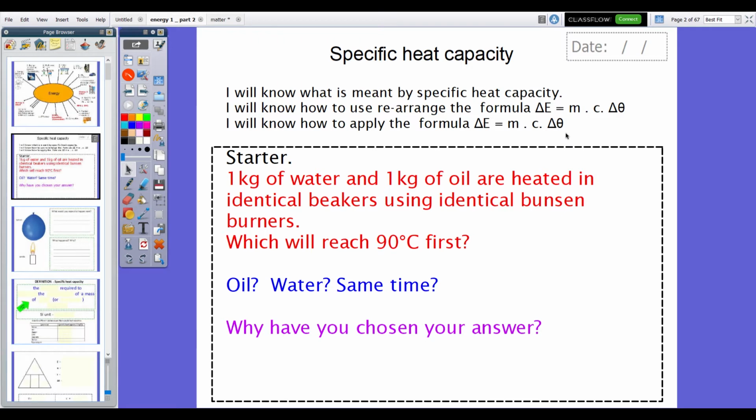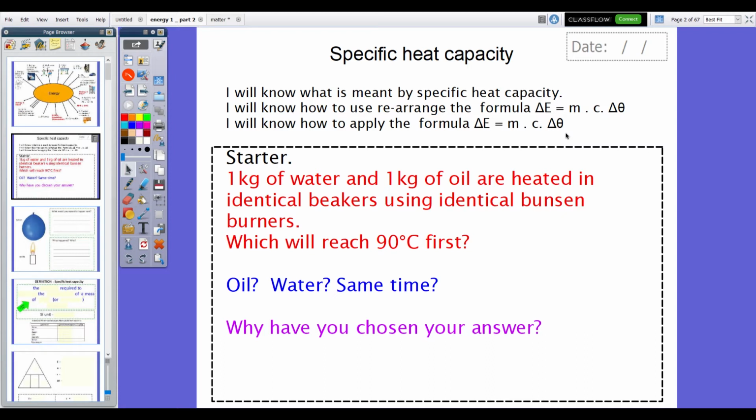So let's start off with just a little question. If you had 1 kilogram of water and 1 kilogram of oil, and they're heated with identical beakers using identical Bunsen burners, which will reach 90 degrees first? Okay, so just give yourself a bit of thinking time. Pause if you want to, and just think what would you say? How long do you think which one will get there first? Give yourself some thinking time, and then I'll come back in 5 seconds.